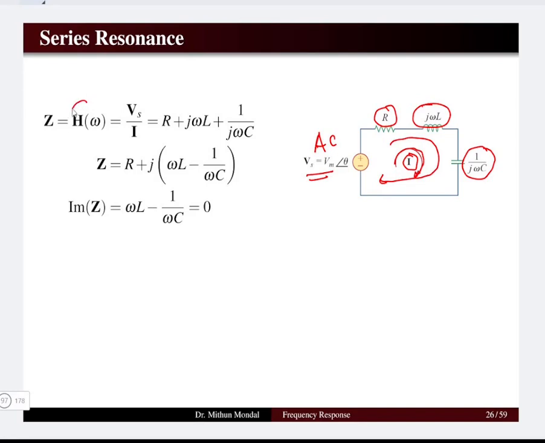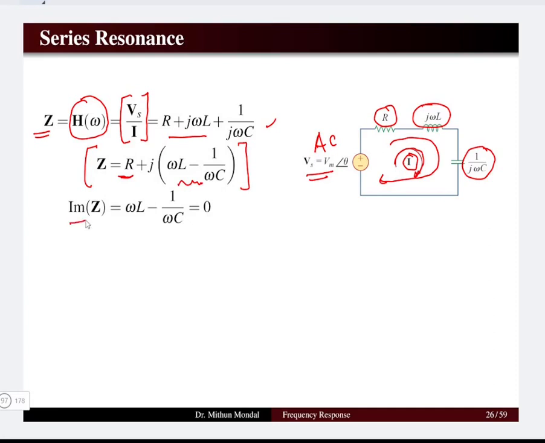If we obtain the transfer function H of omega in the form of impedance Z, which is the ratio of the supply voltage Vs by the source current I in phasor form, then we can write it in the form of the impedance equation, which is R plus j omega L plus 1 by j omega C. Now this impedance equation we can obtain in a much better form, where the real part is the resistance and the imaginary part is omega L minus 1 by omega C.